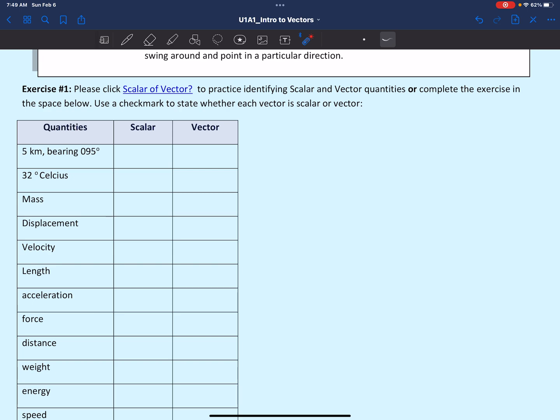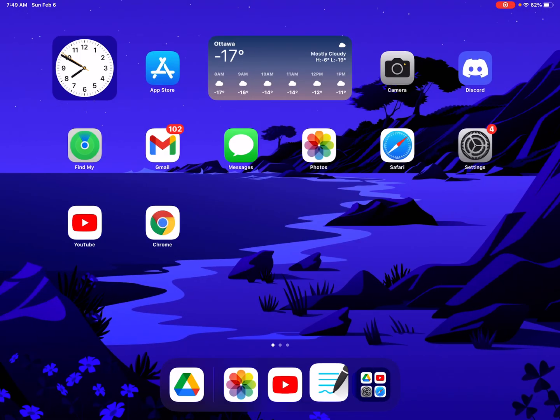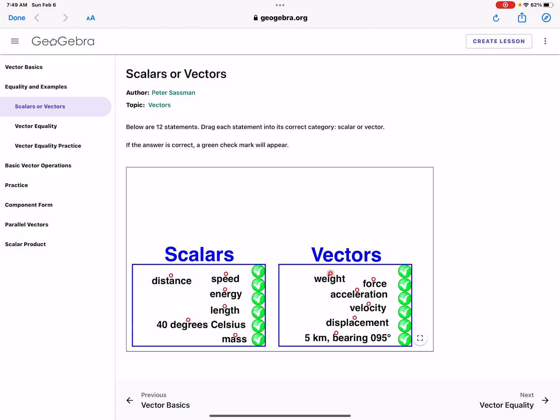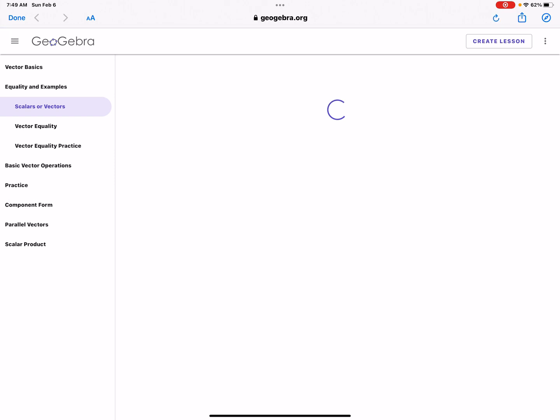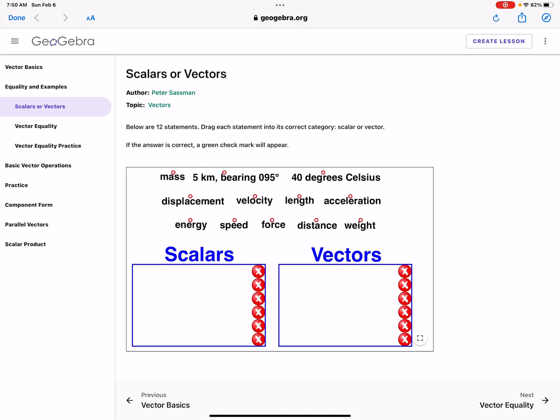And before we do that, I want us to practice this exercise on an app called Geogebra. It's a very interesting app. And for this, we're using the lesson prepared by Mr. Peter Sassman. So, as you can see here, we have two boxes, a scalars and a vectors box, and we're going to drag each quantity into the respective box. So my guess is that the mass is a scalar. So, and as you can see here, the cross turned into a check mark. And if you try to put this into the vectors box, it's not going to work, right? So we know now it's a scalar.